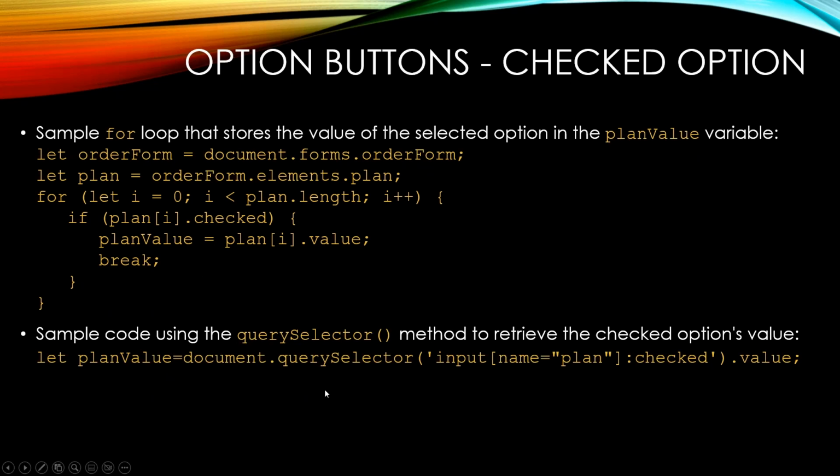Down here, we've got a sample that uses the query selector method to retrieve the checked option's value. So here it's a little different. It's going to say, go into my plan and my order form element and get what is checked. So query selector basically means go in and get me where the input name is plan and what is checked, and then return me that value.